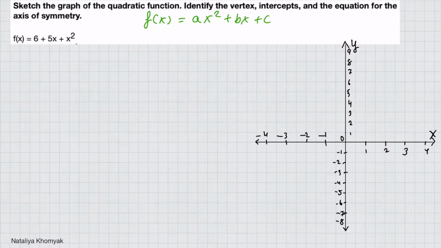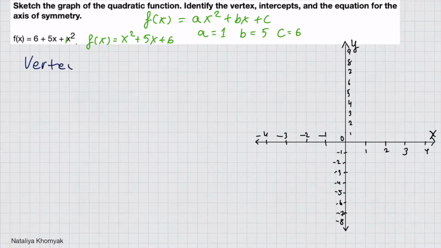And in our example, a is equal to 1, we have 1x squared, b is equal to 5, we have 5x's, and c is equal to 6, we have one constant. You can always rewrite f of x as f of x equals x squared plus 5x plus 6. The very first thing we have to find here is the vertex. And you begin looking for the vertex with the axis of symmetry.